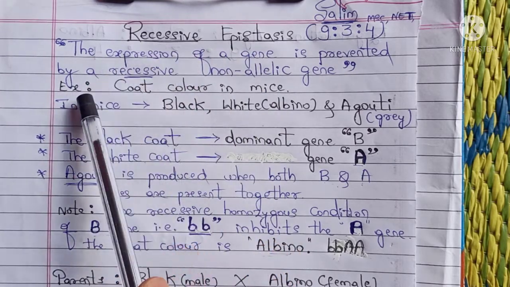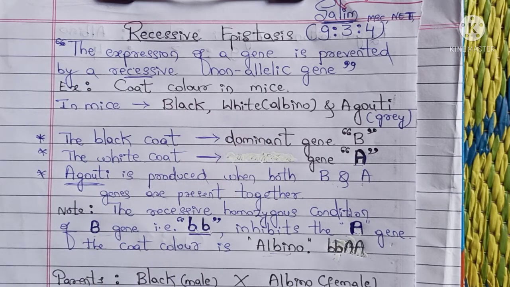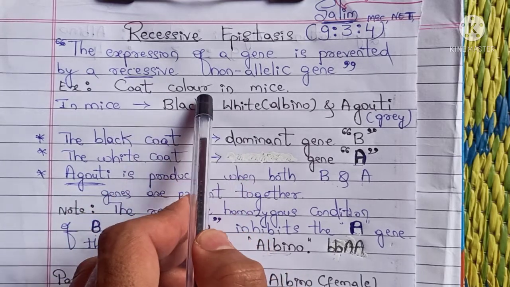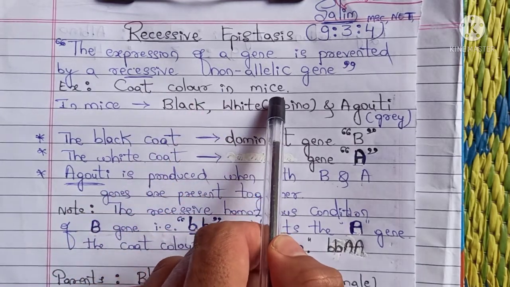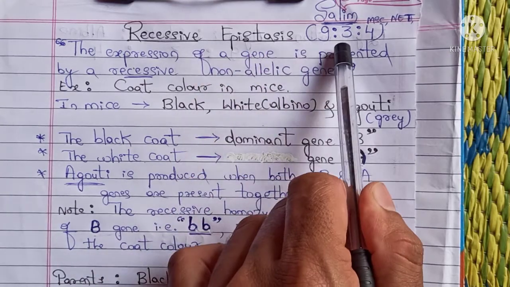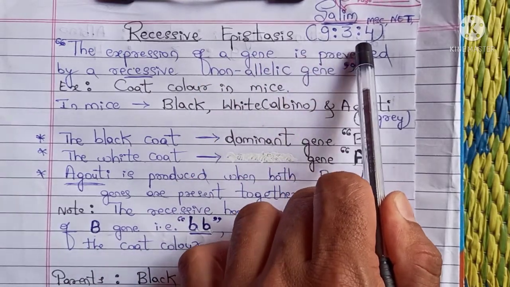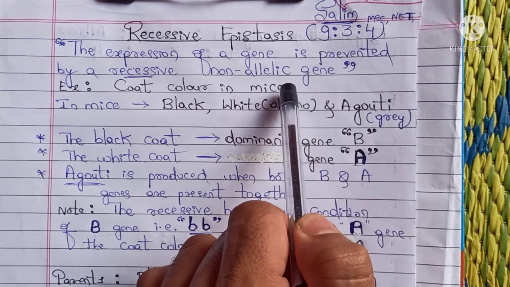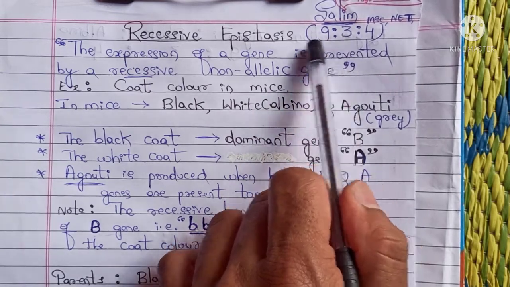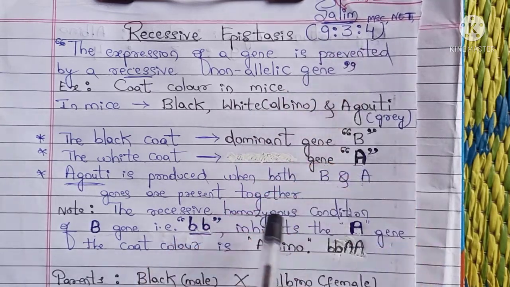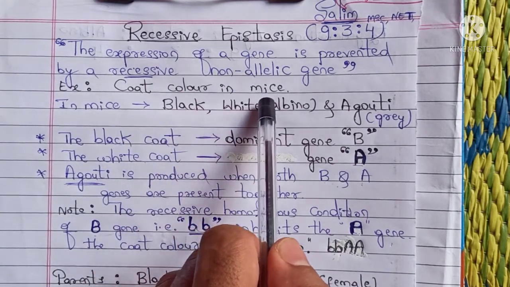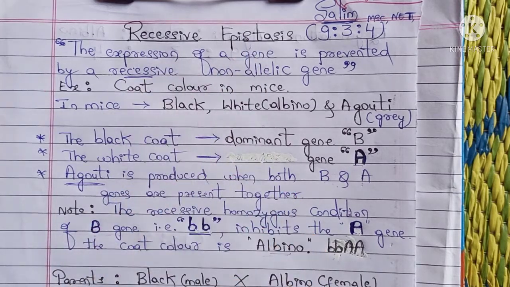And the best example is coat color in mice. Coat color is nothing but the body color, or you can say fur color, in mice. And the epistasis ratio is 9:3:4. Whereas in the last class we studied dominant epistasis, where the ratio is 13:3, here the ratio is 9:3:4.